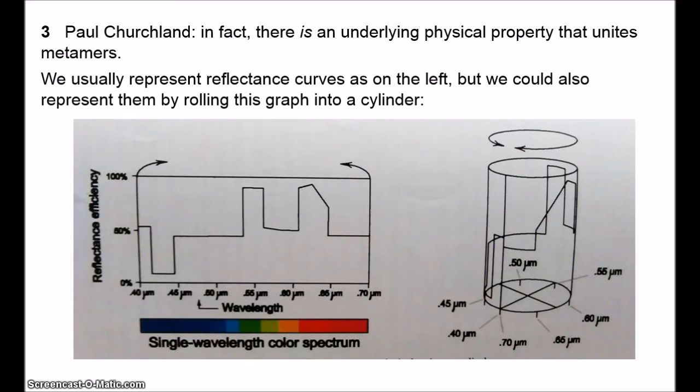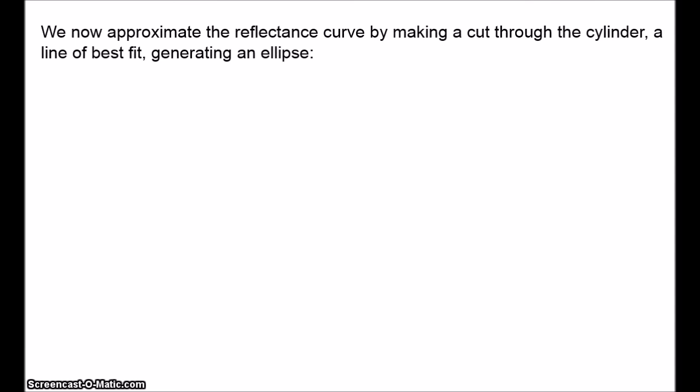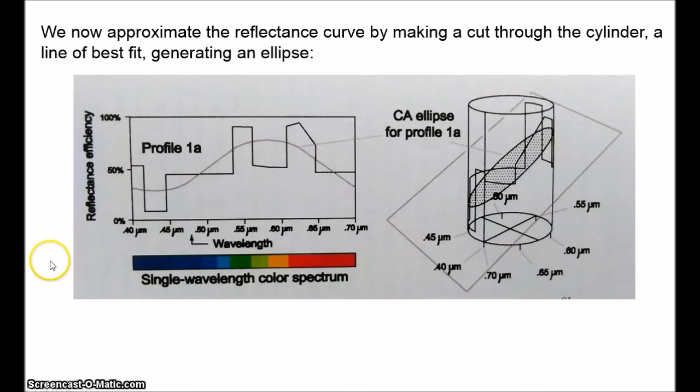Now what we can do is approximate the reflectance curve by making an imaginary cut through the cylinder, essentially a line of best fit, generating an ellipse. And this is shown here. So we take this line of best fit by making a cut through the cylinder, and that generates an ellipse inside the cylinder. This ellipse is an approximation of the spectral reflectance curve. Churchland calls this ellipse the canonical approximation of the spectral reflectance curve.